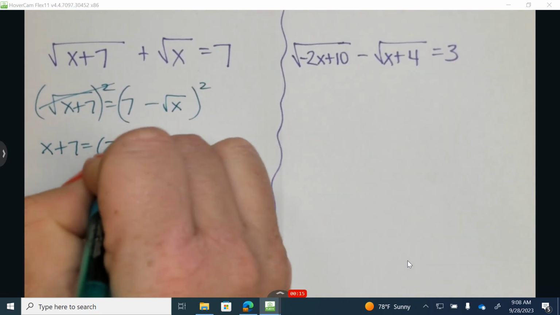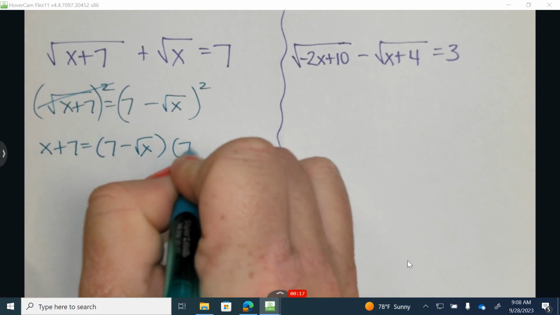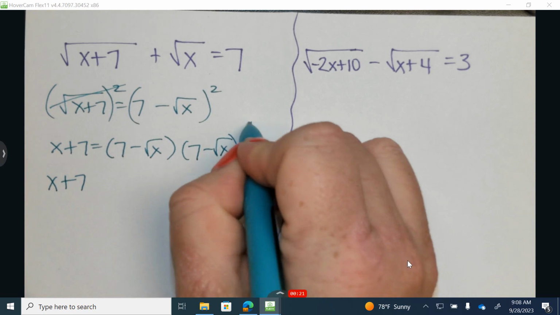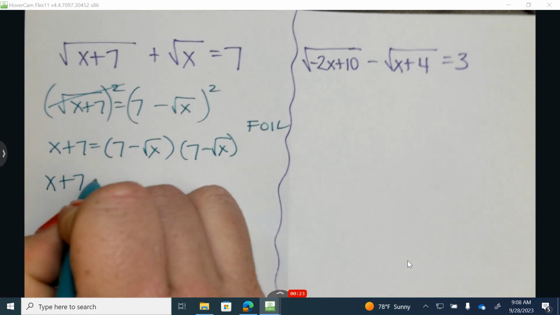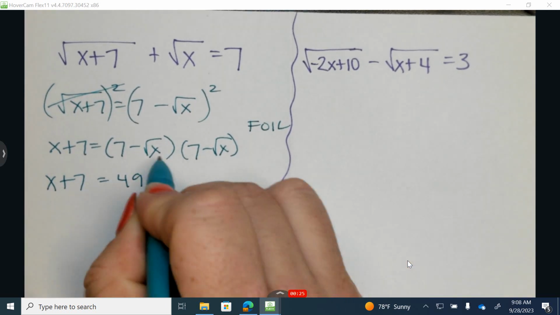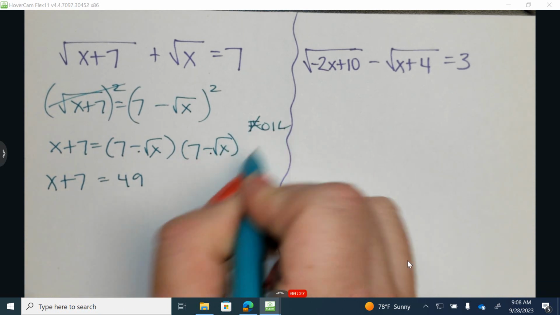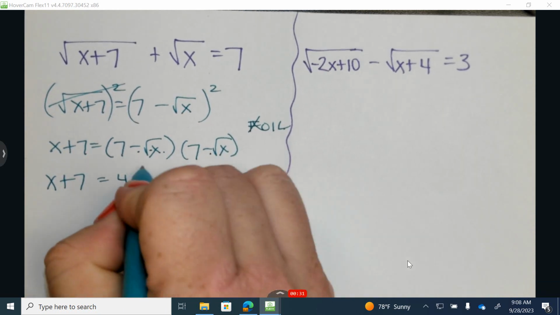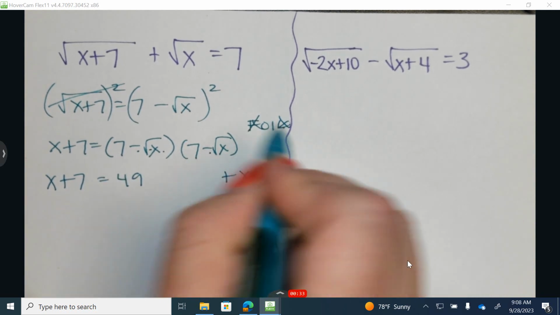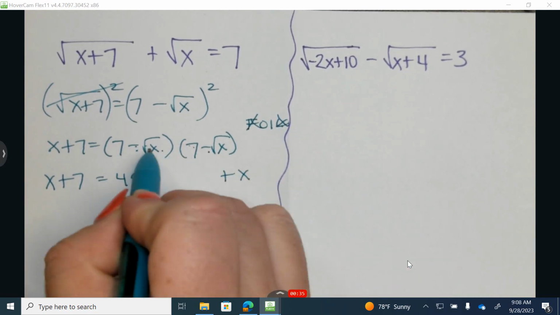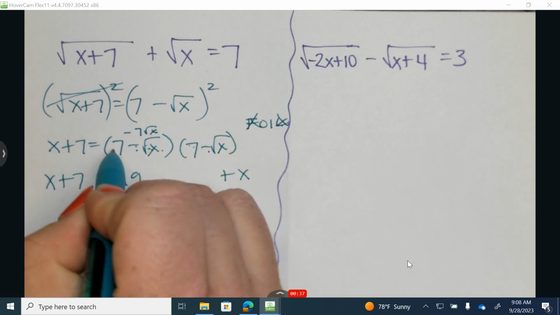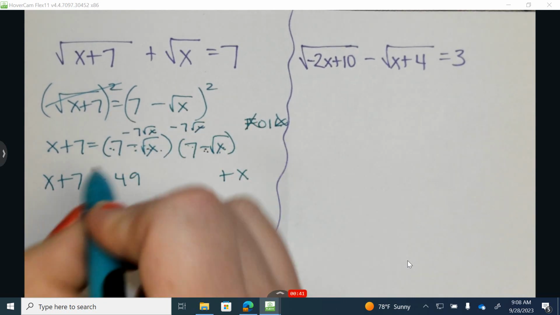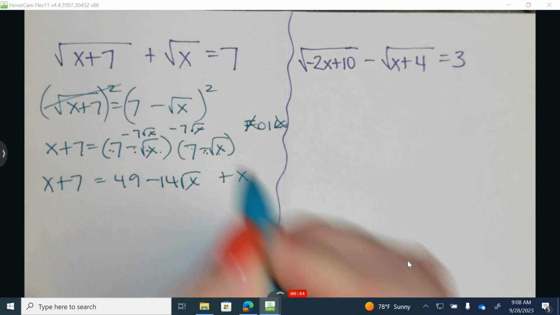I need to write this quantity twice. Okay, so on the right-hand side, I'm going to FOIL. Multiplying the fronts, I end up with 49. A negative times a negative for the last is a positive, and the square root of x times the square root of x is simply x. Now, when I do the O and the I, I have negative 7 square roots of x, and again, negative 7 square roots of x. So negative 7 and negative 7 is negative 14 when you combine.